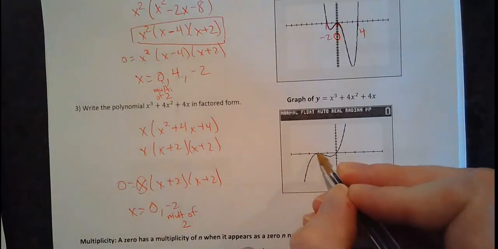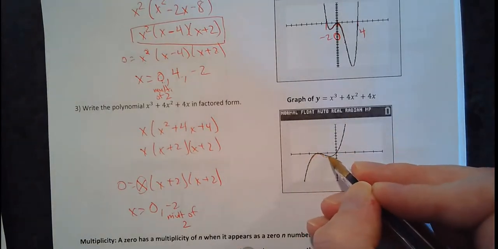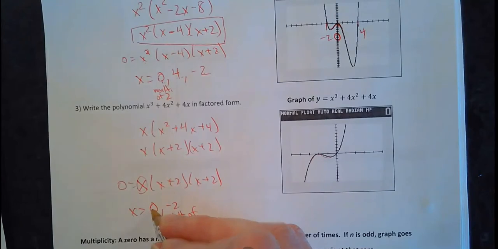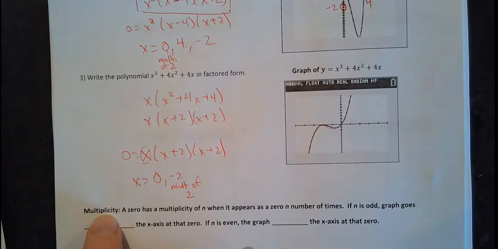Well, look what happens over here at negative 2. The graph comes up, and instead of going through it, it touches and turns back around, and then it goes through 0, because that was a solution once. Okay? So down here, multiplicity, sum it all up here.